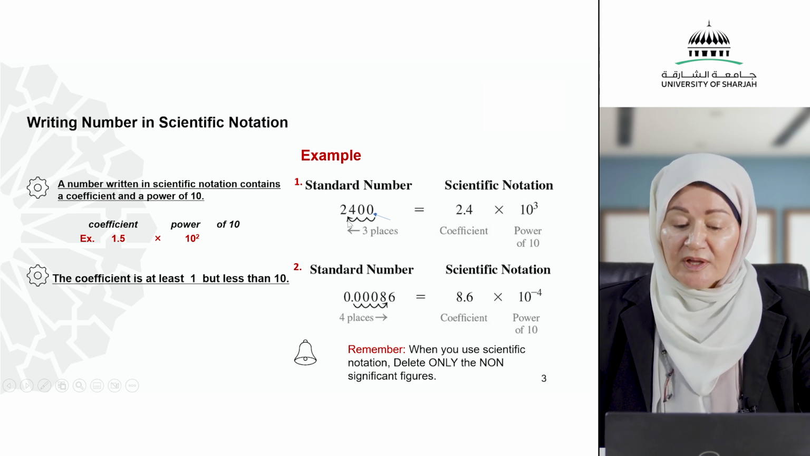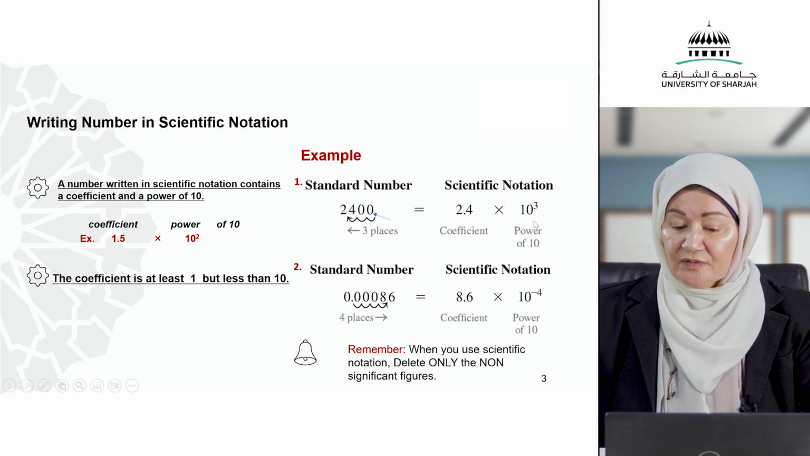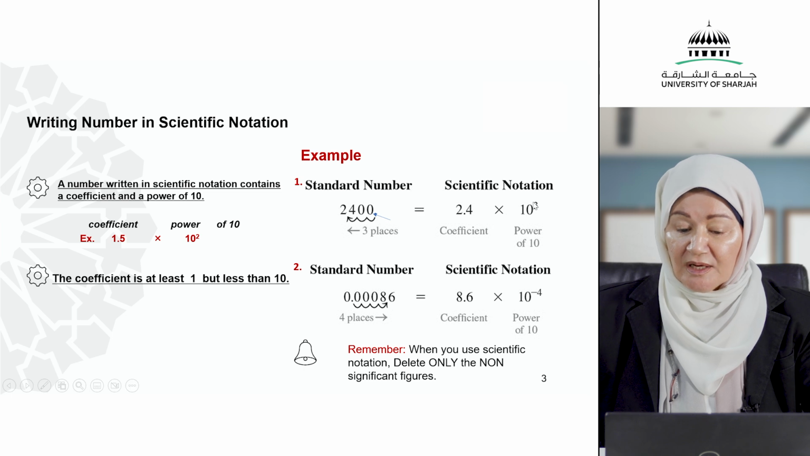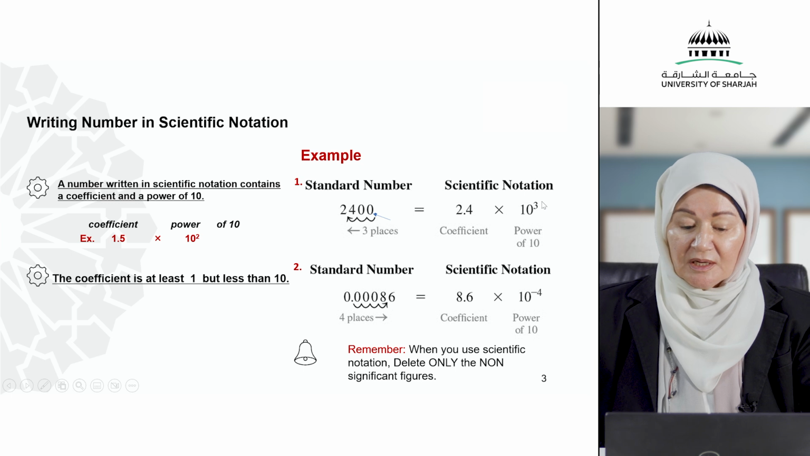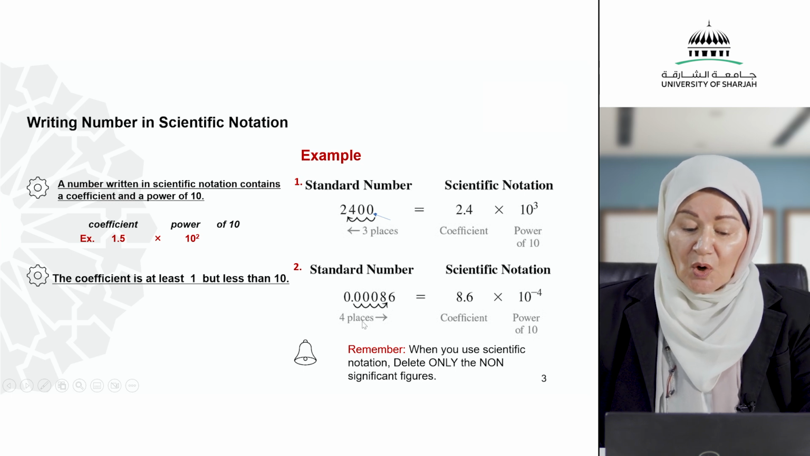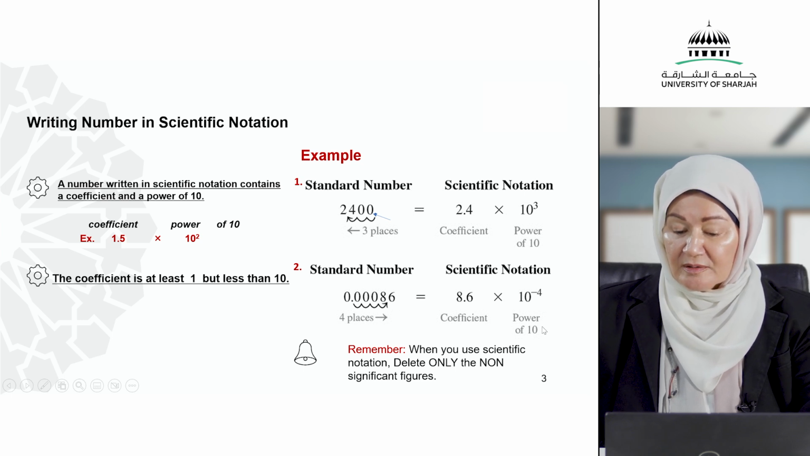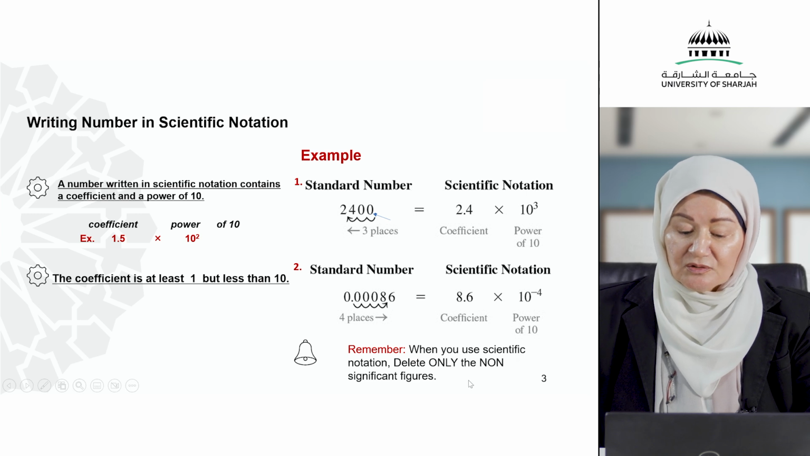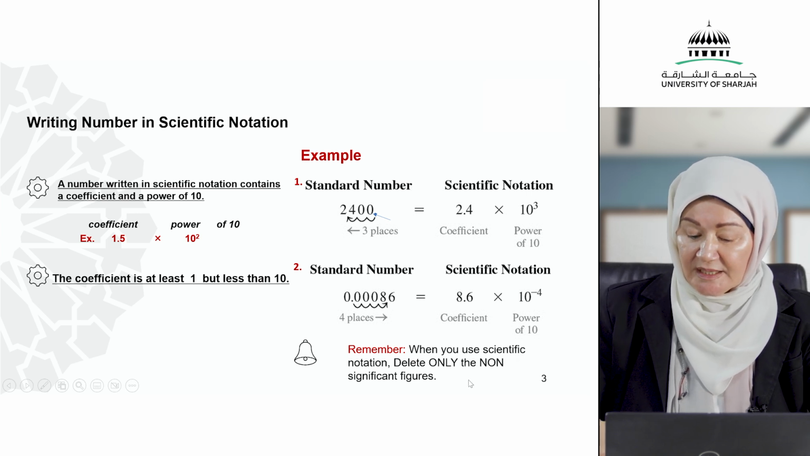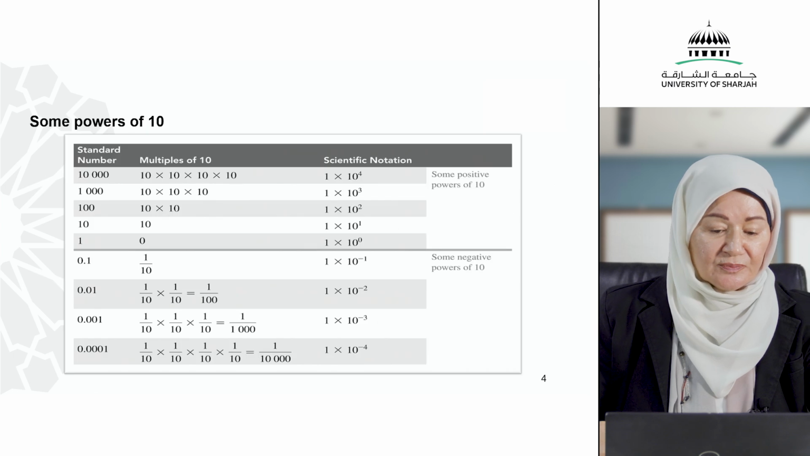Example, 2,400. Here I write it in scientific notation as 2.4 times 10 to the 3. I just shifted 3 places. Here I have 0.00086. I shift the decimal 4 places, and I get 8.6 times 10 to the minus 4. When you use scientific notation, please delete only the non-significant figures.